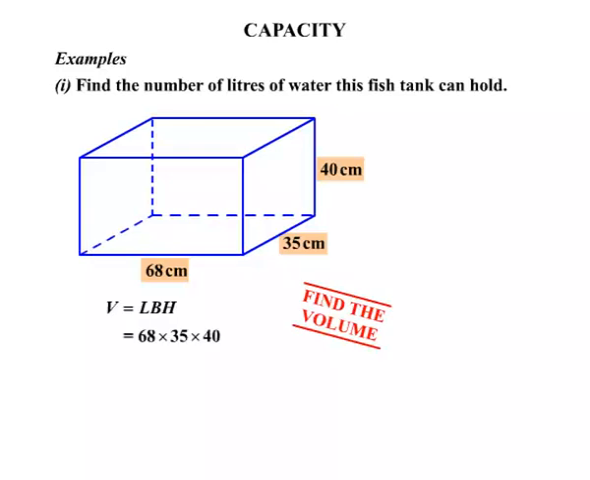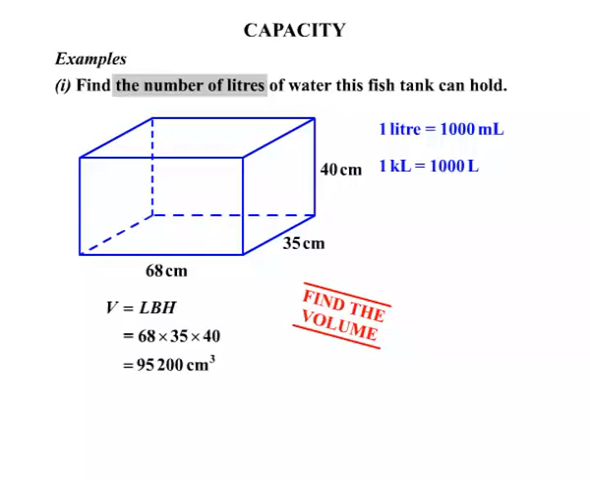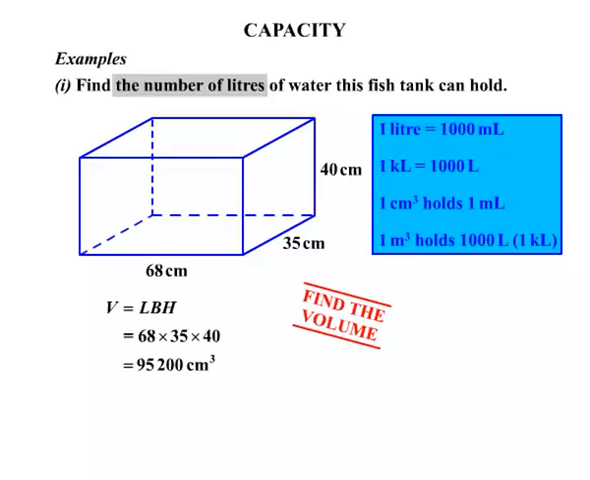So let's multiply those three dimensions together, and when we work that out, it works out to be 95,200 cubic centimetres. Now we need to find the number of litres. Well, let's just write down what we saw in our previous screen. 1 litre equals 1,000 mils. 1 kilolitre is 1,000 litres. 1 cubic centimetre will hold 1 millilitre, and 1 cubic metre will hold 1,000 litres. So we need to remember those.